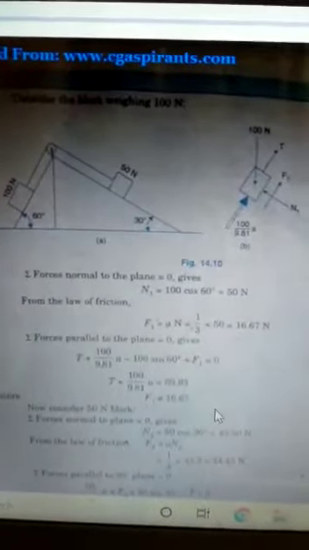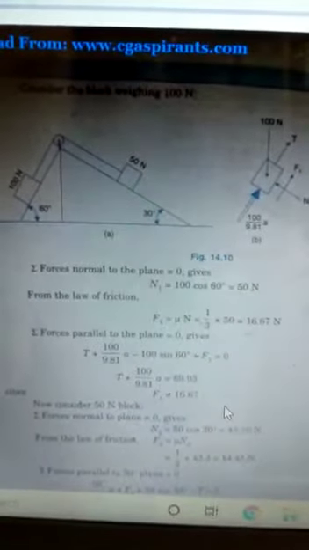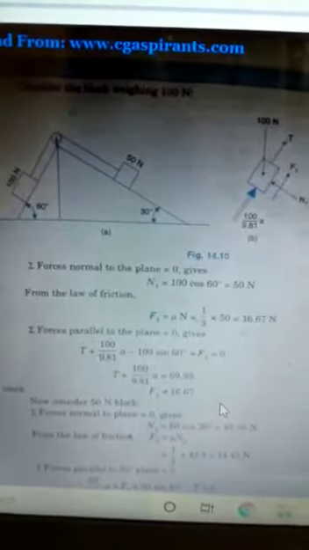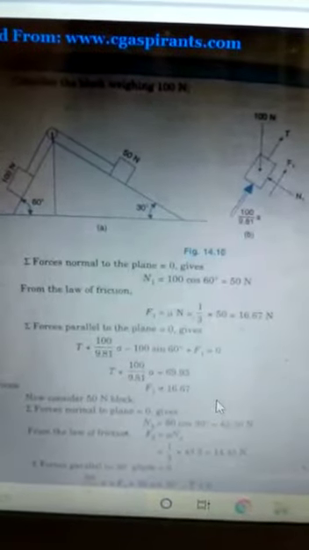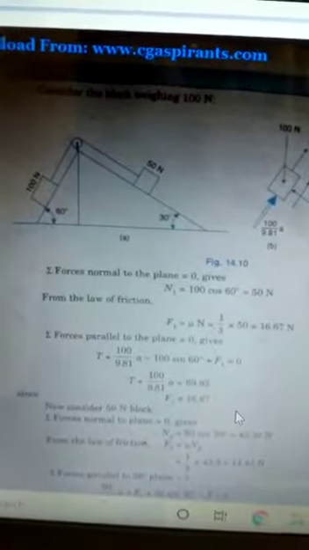Good morning, friends. Today we'll start with one more problem. This is two blocks which are tied by a string that passes through a frictionless pulley at the apex point of the planes. Now, a 100 Newton force is on the left side and a 50 Newton force is on the right side block. They are tied by a string.